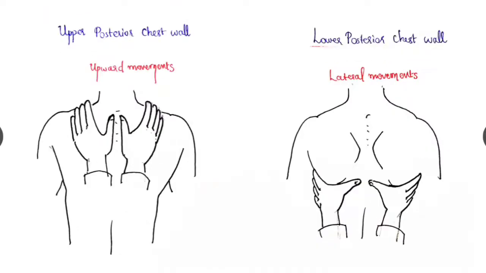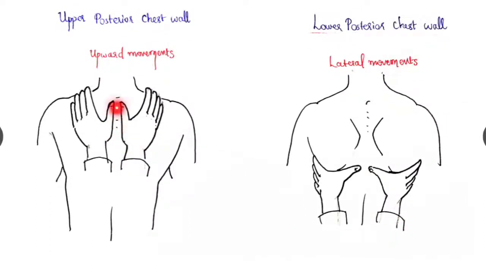Next is the posterior wall, the upper posterior chest wall. We have to keep the palm like this, just below the shoulders on the scapula, with the thumb extended vertically upwards, and the upward movements of this thumb are compared, and hence comparing the two sides of the chest wall. And for the lower part of the posterior chest wall, we have to again grab the chest like this, keeping the thumbs horizontal, and the lateral movement, that is the thumbs moving apart, is compared, how far and how equally they are moving, and hence comparing the hemithorax movements.